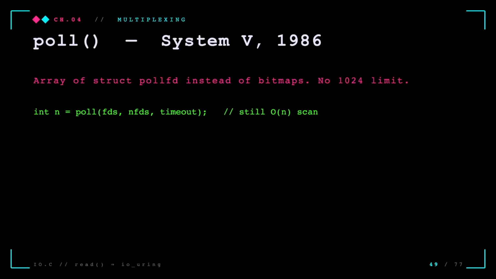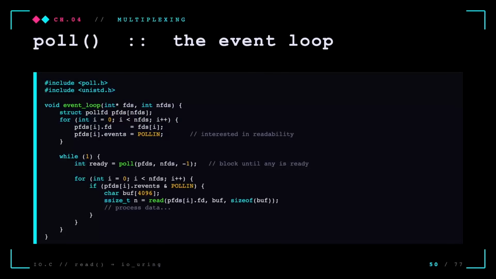So the next best thing was poll from System V, 1986. So poll is the next cleanup. It's the same idea as select, but instead of 3 bitmaps, you pass an array of pollfd structs. And since we're passing an array now, we don't really have the 1024 limit. The events field says what you want. So it's cleaner, but there are still problems, which we're going to talk about again. So what poll does is that it cleans up the API. So instead of 3 opaque bitmaps, you now have an array of structs.